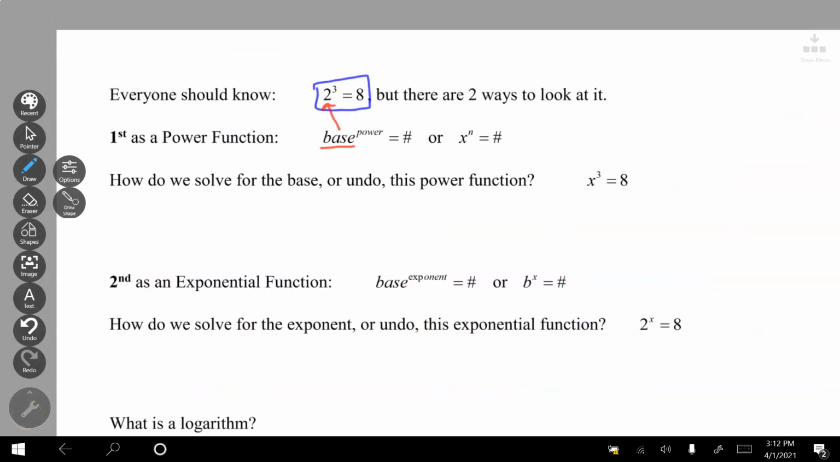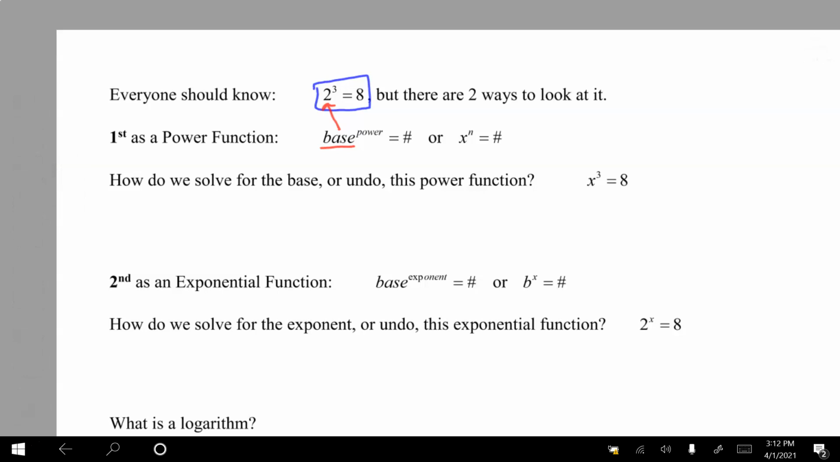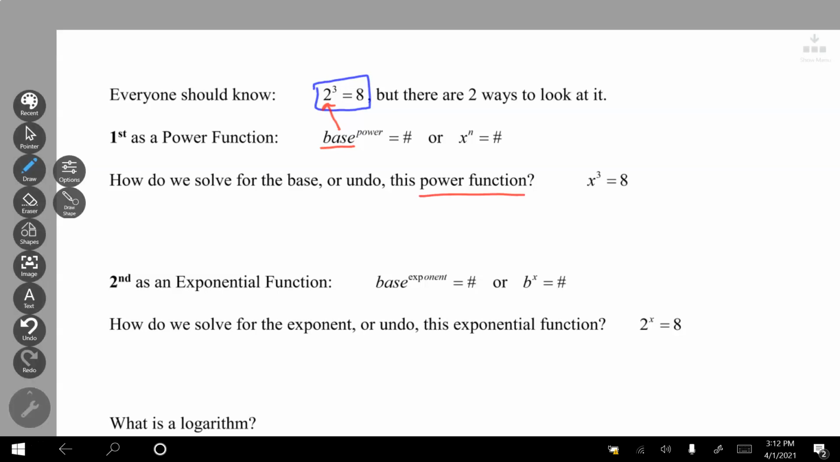Okay, everyone knows that 2 raised to the 3rd is equal to 8, but there are 2 ways to look at it. That number 2 is called the base. The 3 is called the exponent or the power, depending on which way we're looking at it. If we first look at it as a power function, it's the base, x to the 3rd is equal to 8, and the way I would solve this is to take its cube root. To undo a power, I have to do a root, and when I solve that, I get x is equal to 2.